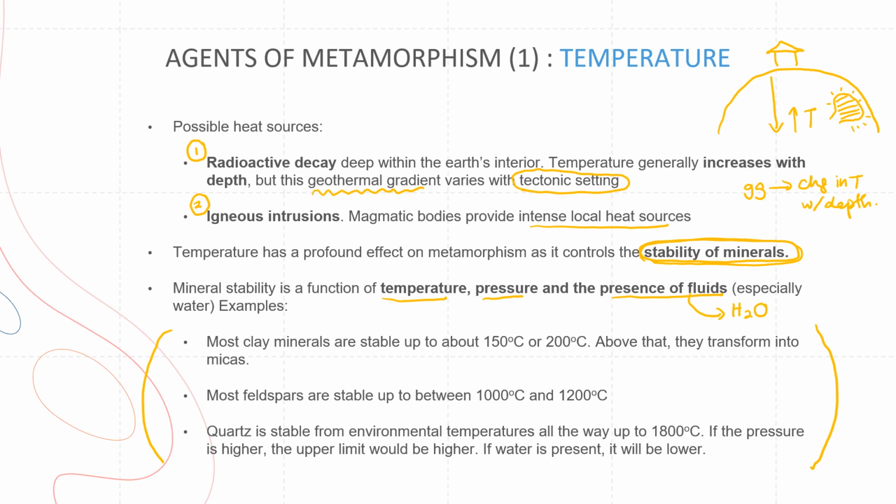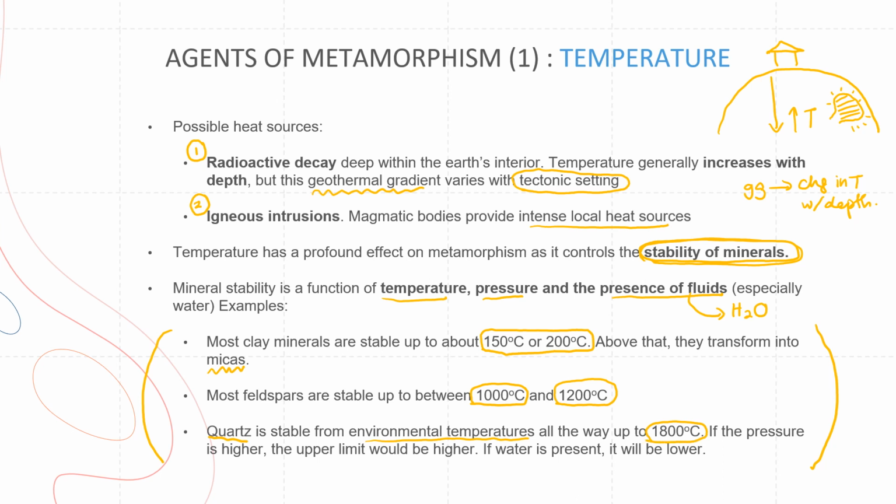So first of all, let's have a look at clay minerals. So clay minerals aren't the most stable. They are stable up to a temperature of 150 degrees Celsius or 200 degrees Celsius. Anything above this, they transform into micas. Feldspars, on the other hand, are a bit more stable, where they are stable up to a temperature between 1000 degrees Celsius and 1200 degrees Celsius. And the most stable of these three, at least in this particular example, would be quartz. And quartz is stable from environmental temperatures all the way up to 1800 degrees Celsius.